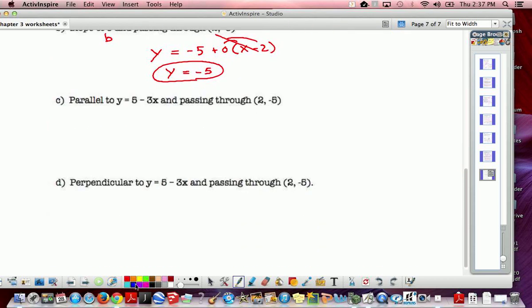Question C says parallel to the line 5 minus 3x and passing through the point (2, -5). So again, here's my x1, y1. I just need to figure out my slope. Parallel, again, remember this, means same slope. Know it, love it, make that your best friend. So it has the exact same slope. So y is going to equal negative 5 minus 3 times x minus 2.